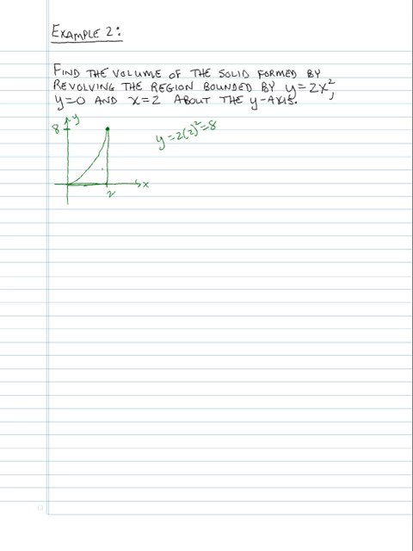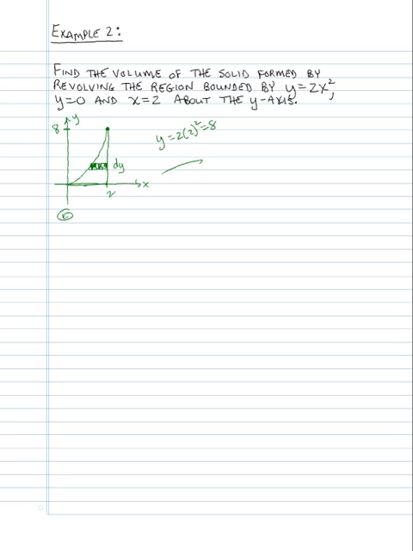Now, if we're going to rotate this about the y-axis, that means the representative strip or rectangle we need to draw needs to be horizontal instead of vertical. If it's horizontal, this narrow width is the width along the y-axis. So that narrow width we'll call dy. Now, we're rotating about the y-axis. What will that look like?